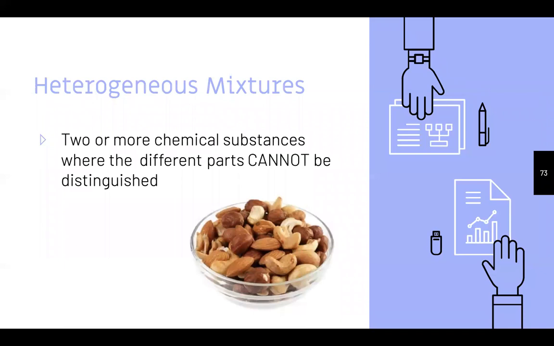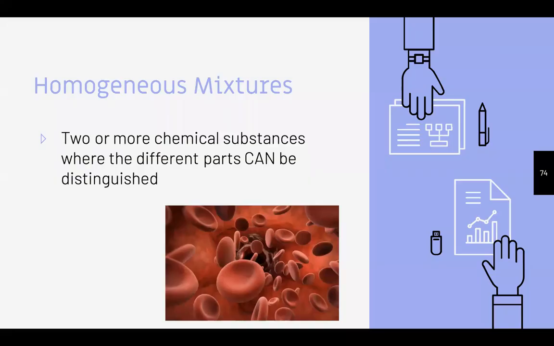Right, in these heterogeneous mixtures, two or more chemical substances with the different parts cannot be distinguished. Now, I put that down there because you can see that's how I sort of think of a heterogeneous mixture, is when all the components are different and then combined. And homogeneous mixtures are when two or more chemical substances where the parts can be distinguished. And this is an example of blood. At the bottom, those are blood where they cannot be distinguished.